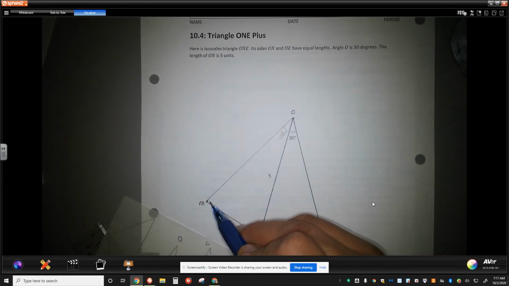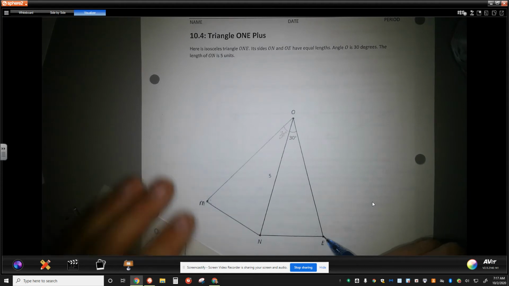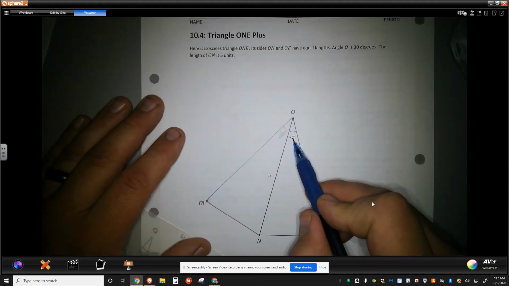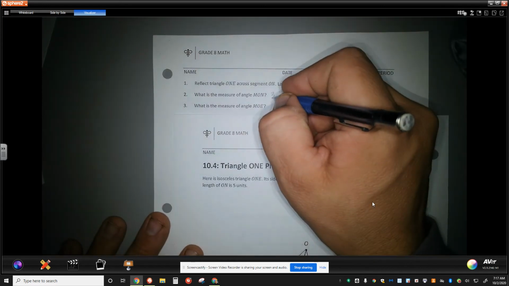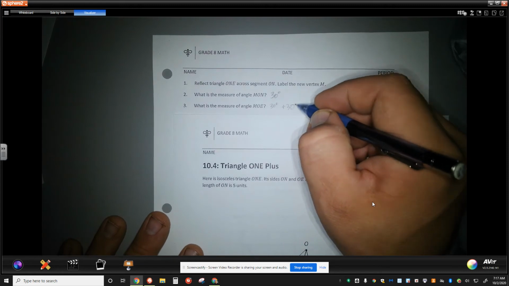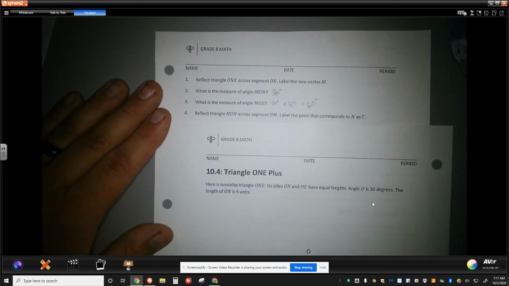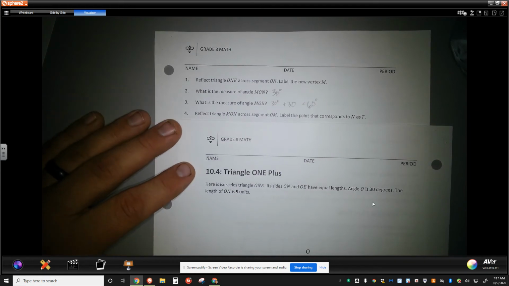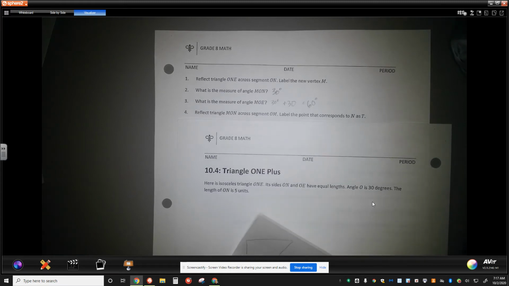It says, what is the measure of angle MOE? Well, if I know that the original is 30 and the copy was 30 degrees, then I know together that they are 30 degrees and 30 degrees for a total of 60 degrees. Next question says, reflect triangle MON on segment OM. Label the points that correspond as N and T.